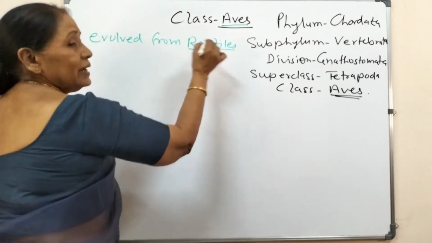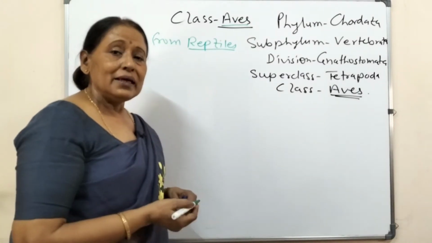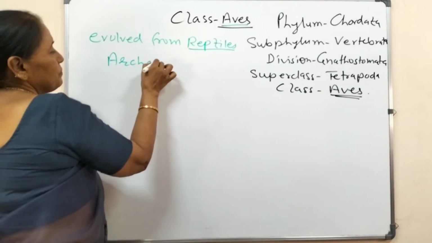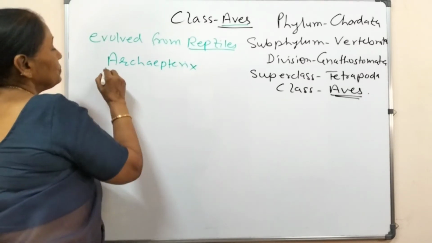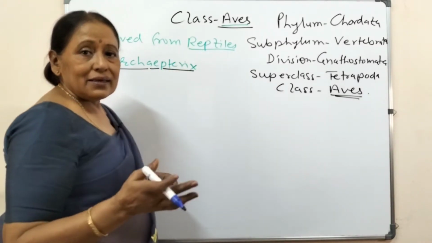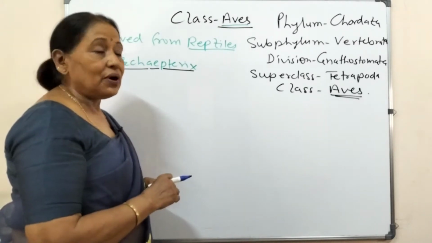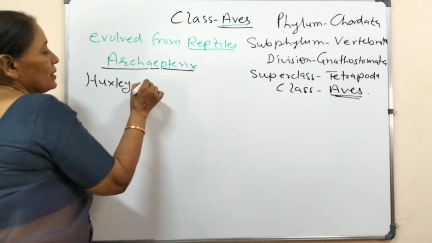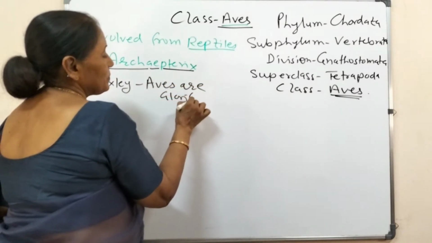There is one connecting link between the reptiles and the Aves. Do you know its name? It is Archaeopteryx. Connecting link means that organism which is having characteristics of both the classes. It has characters of reptiles as well as birds, showing that the birds have evolved from the reptiles, and it was Huxley who said that Aves are glorified reptiles.